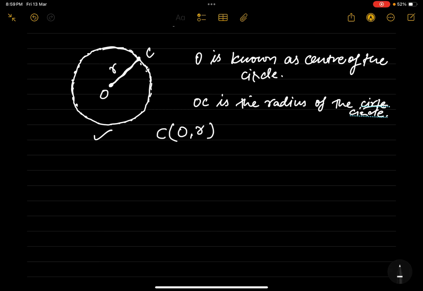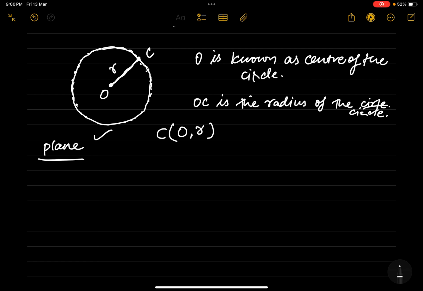So we are going to define some more terms related to the circle. Till now we have defined the circle. A circle is the set of all the points in a plane which are equidistant from a fixed point, and that fixed point is known as the center of the circle. When we join any point on the circle and the center, we get the radius of the circle. So R is the radius of the circle.